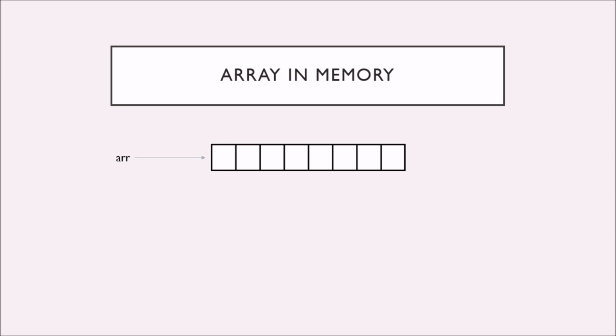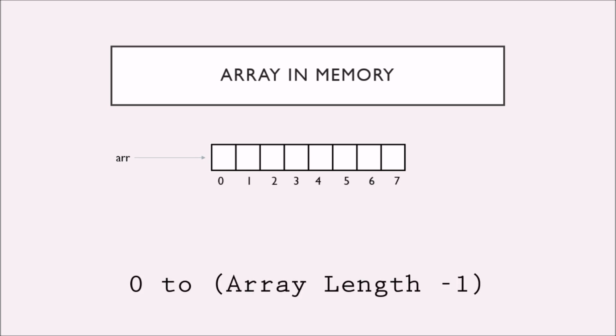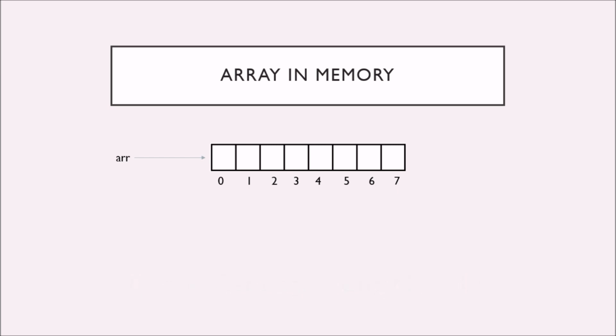In reality, this can be any location in memory, but when you're referring to indices or lockers within an array, the numbers go from 0 to the length of the array minus 1. Since the length of this array is 8, the relevant numbers go from 0 to 8 minus 1, which is 7. It might seem weird at first to start with 0 instead of 1, but this actually makes sense.